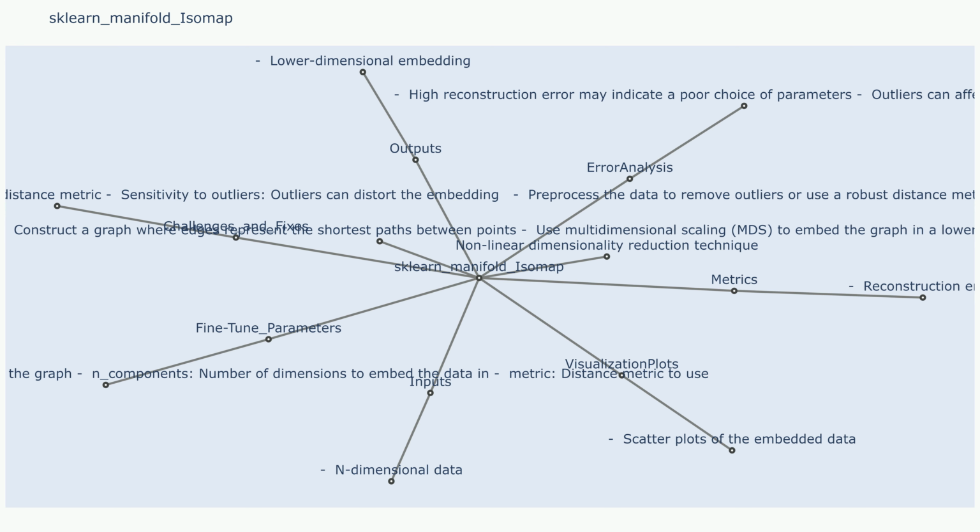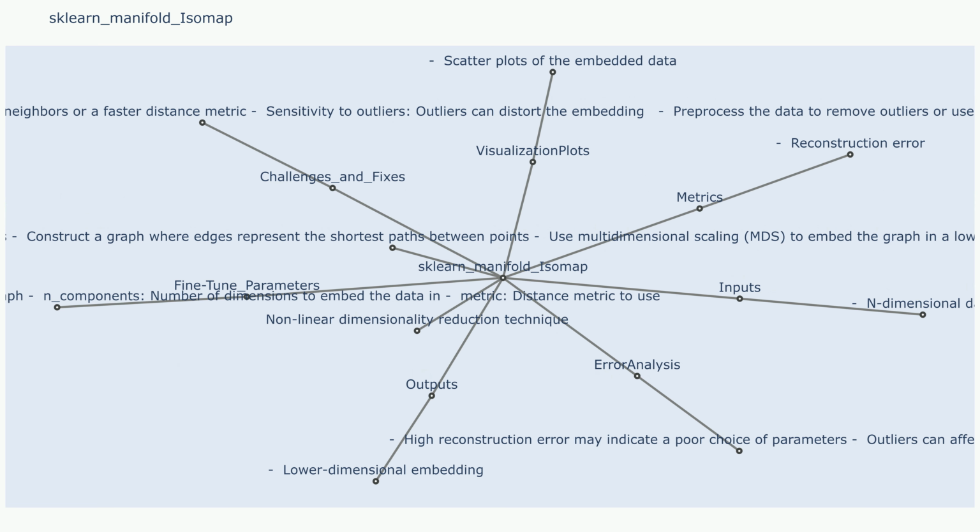Inputs: X, the input data, typically a NumPy array of shape n_samples, n_features, where n_samples is the number of data points and n_features is the number of features. n_neighbors, the number of nearest neighbors to consider when constructing the neighborhood graph. This parameter affects the smoothness of the embedding and the computational complexity.